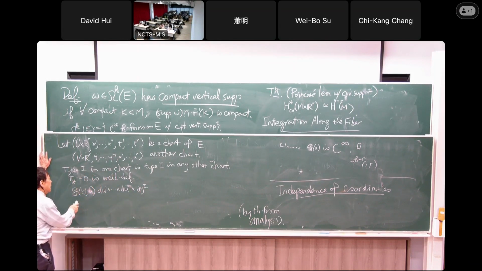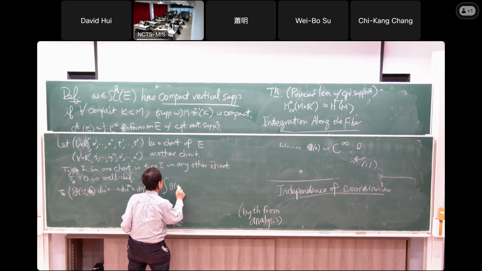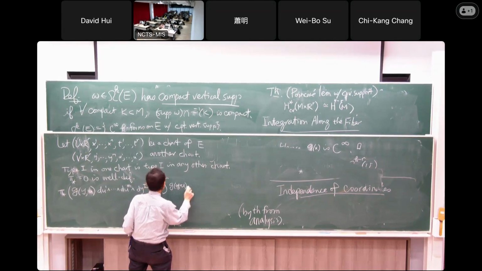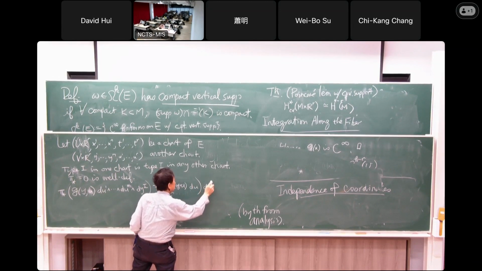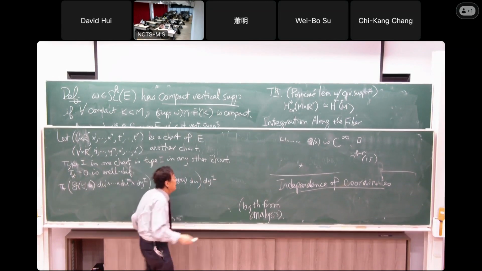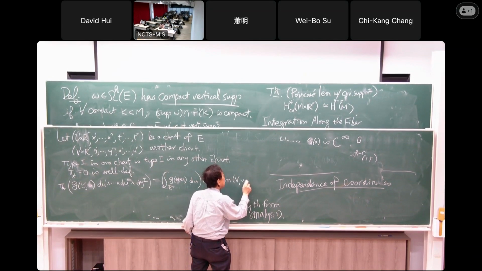So, using its chart, the definition is just the integral of g(y, u) du dy_i. So in the V, u chart, what is it? The V, y, u chart.